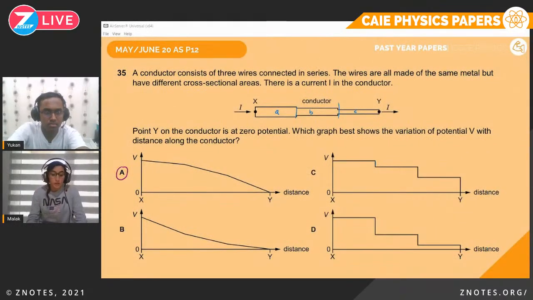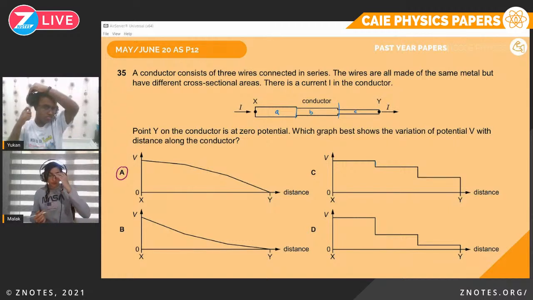Question 35. A conductor consists of 3 wires connected in series. The wires are all made of the same metal, but have different cross-section areas. There is a current I in the conductor. Point Y on the conductor is at zero potential. So here there is zero potential. We know that V is 0 at Y. Which graph best shows the variation of the potential V with the distance along the conductor?